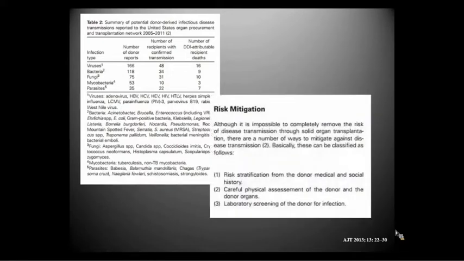Okay, so donor-derived infections, very briefly, pathogens in every category have been transmitted from donor to recipient, everything from viruses to bacteria, fungi, mycobacteria, parasites. So basically, we try to mitigate the risk of donor transmission through a very careful assessment of the donor at the time that transplant harvesting of the organs is being considered. This is often challenging because most donors are young, healthy, and they die either in a motor vehicle accident or, you know, it's an unexpected death.